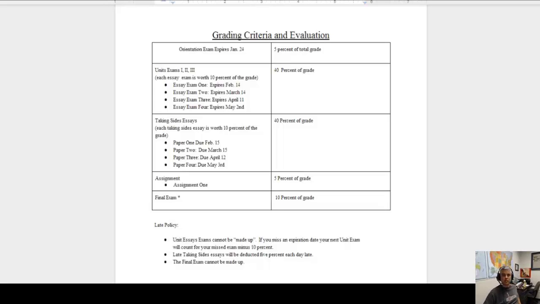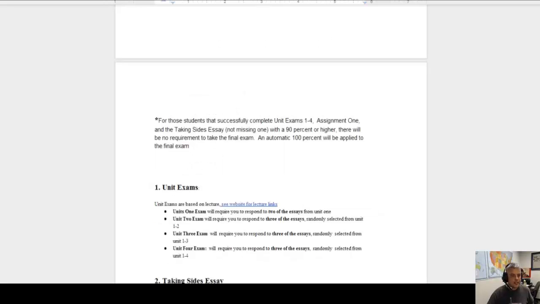The final exam cannot be made up, so make sure you do it. It'll be open for quite a while when we get towards the end of the semester. And I'll talk more about the final exam towards the end of the semester. I'm not going to get too much into it now. Let's see, what else should we talk about in the final?